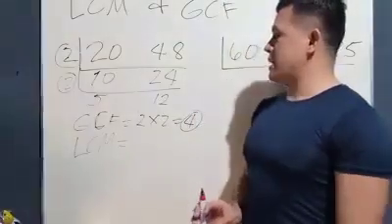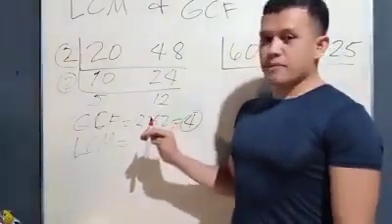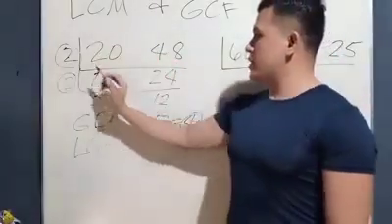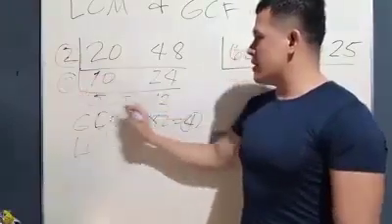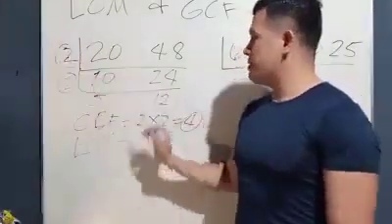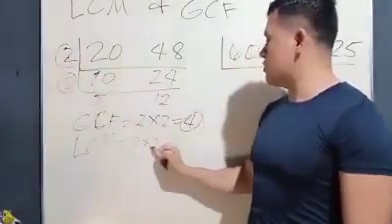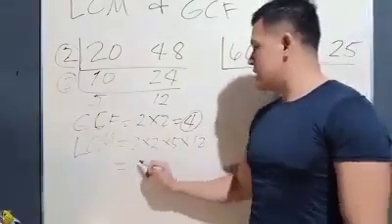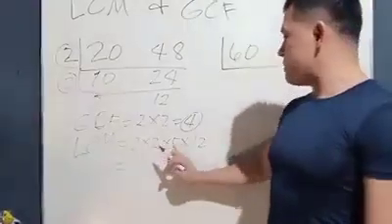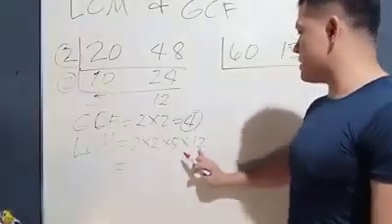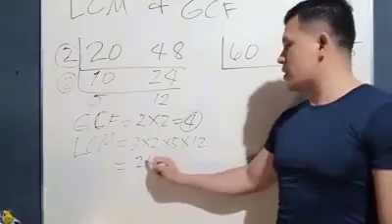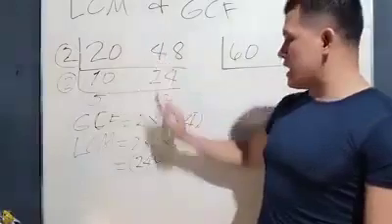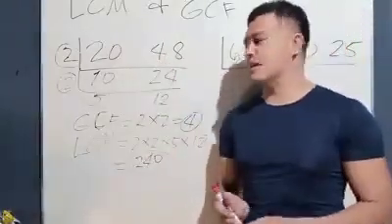Si LCM naman is the smallest number that these numbers can divide. Okay? Ang gagawin niyo sa LCM, multiply niyo lang lahat yung factors dito. So, we have 2 times 2 times 5 times 12. Okay? So, ganun lang siya. 2 times 2 is 4. 4 times 5 is 20, and 20 times 12, that is 240. Okay? So, 240 is the smallest number in which 20 and 48 can both divide. So, ganun lang siya si LCM.